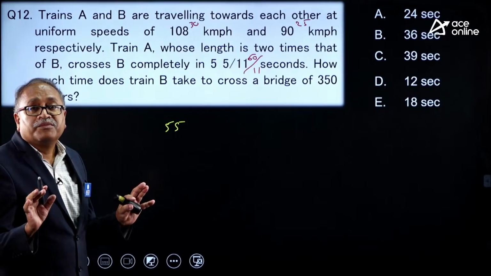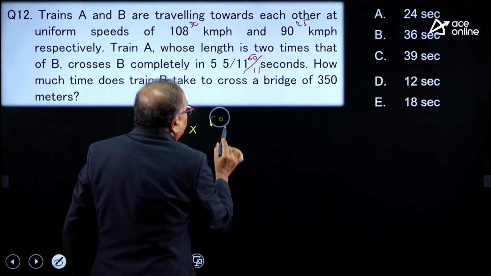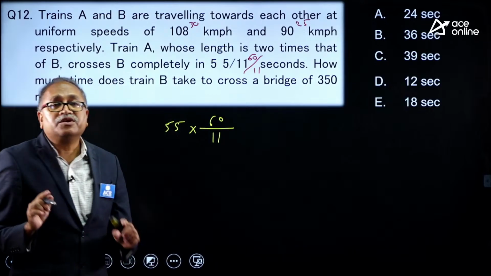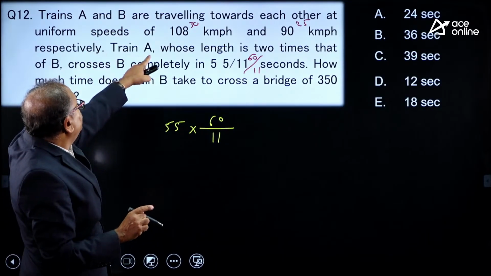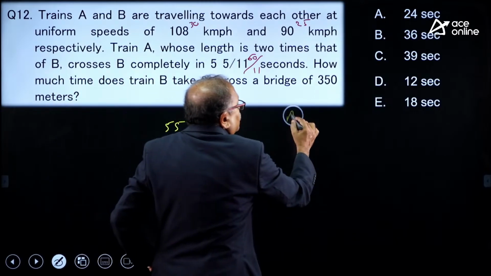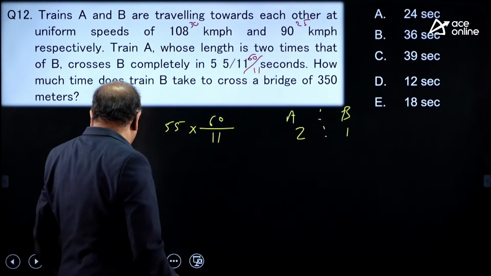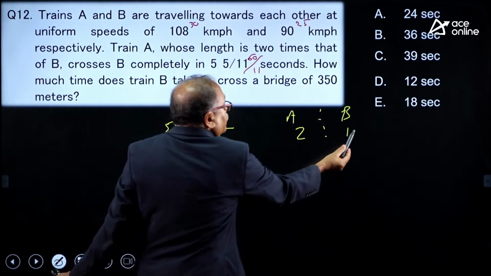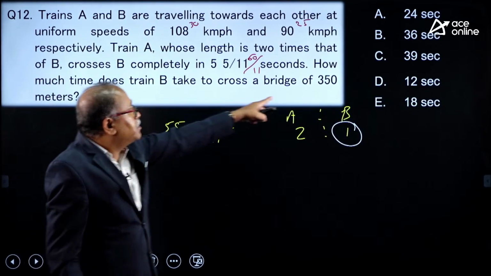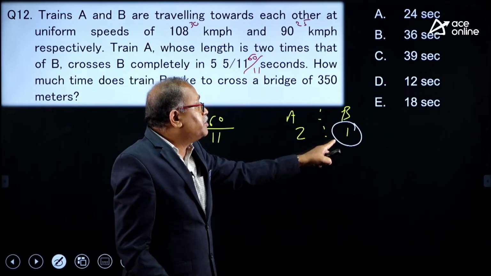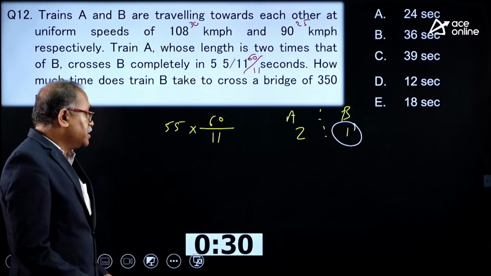And how much time did it take to cross each other? That is 60 by 11. Will I get the total distance? Yes. And once you get the total distance, you have the ratio of train A to train B, which is 2:1. Then you can get the length of train B, and once you get the length of train B, add the length of train B with the bridge length and divide it by the speed of B. Your 30 seconds starts here, my dear friends.